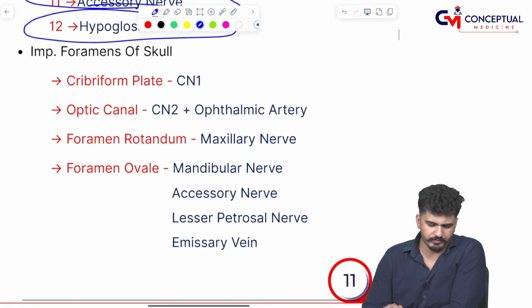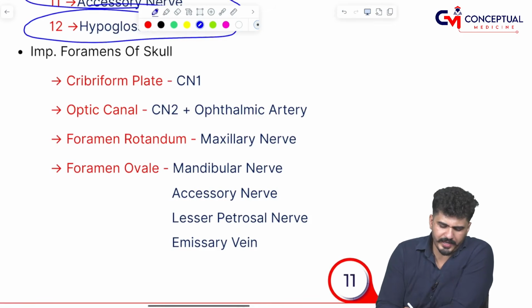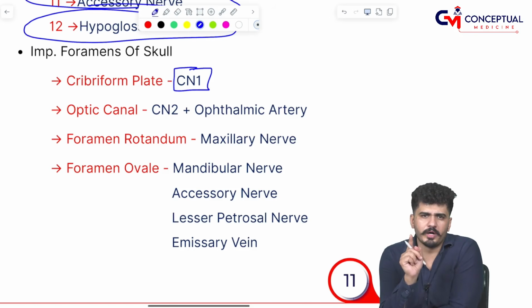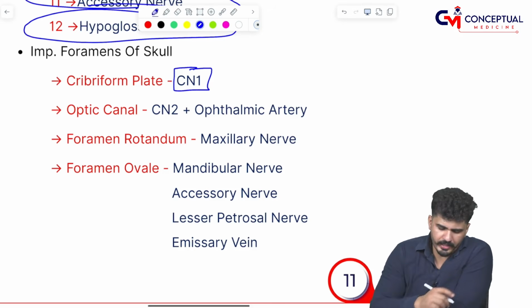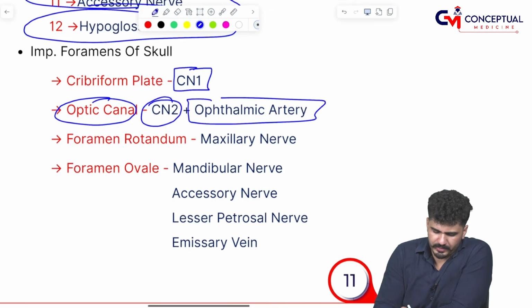Now coming to the important foramens of the skull. So just remember these foramens and once try to go through the image to mark them where they are. Cribriform plate, which nerve is going from here? It is cranial nerve number 1. What is cranial nerve number 1? That is your olfactory nerve. Which nerve goes through the optic canal? Optic nerve plus ophthalmic artery.